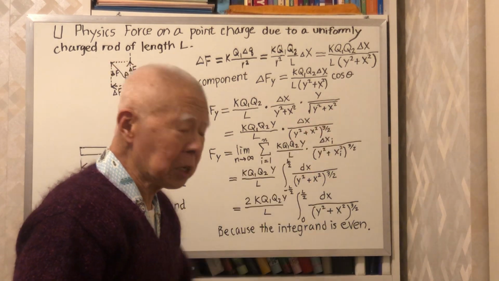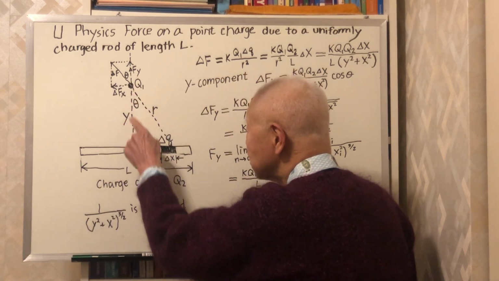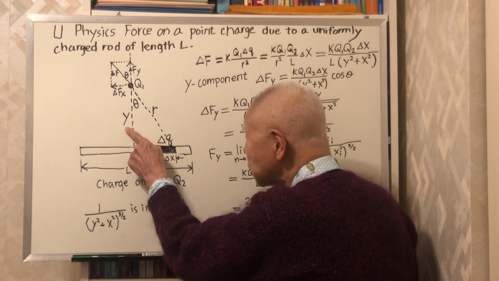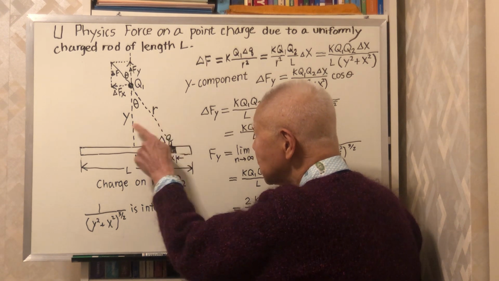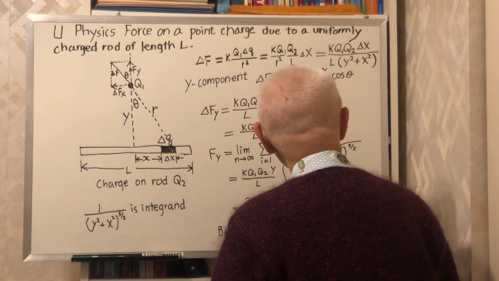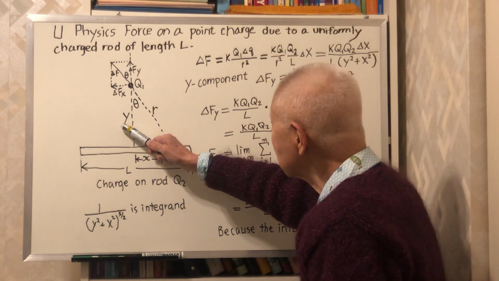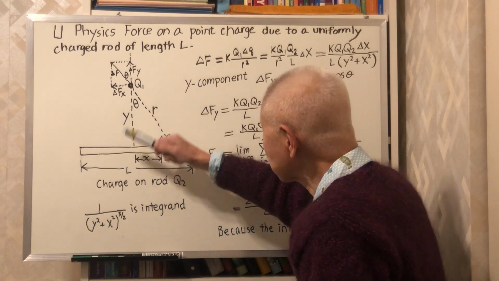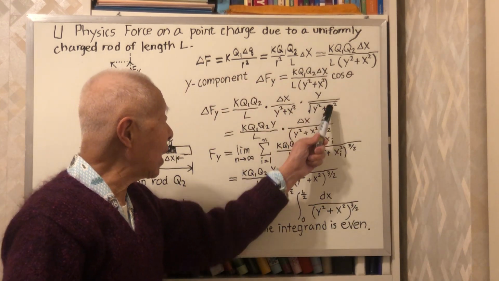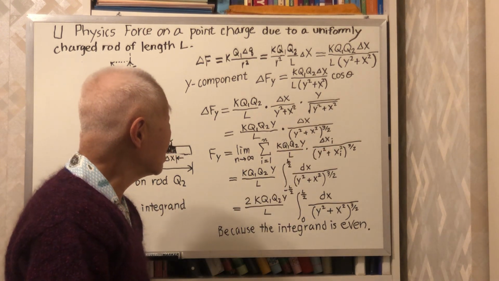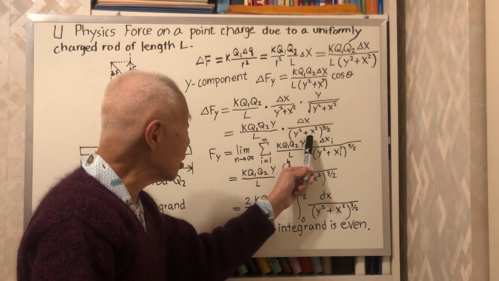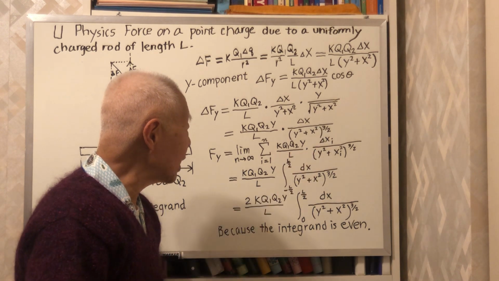Then what is cosine theta? Look at this right triangle. Cosine theta is adjacent divided by hypotenuse, which is y divided by r. R is y squared plus x squared, take the square root. Therefore, this is my cosine theta. Combine this part and this part, I have the bracket going to the exponent 3/2.